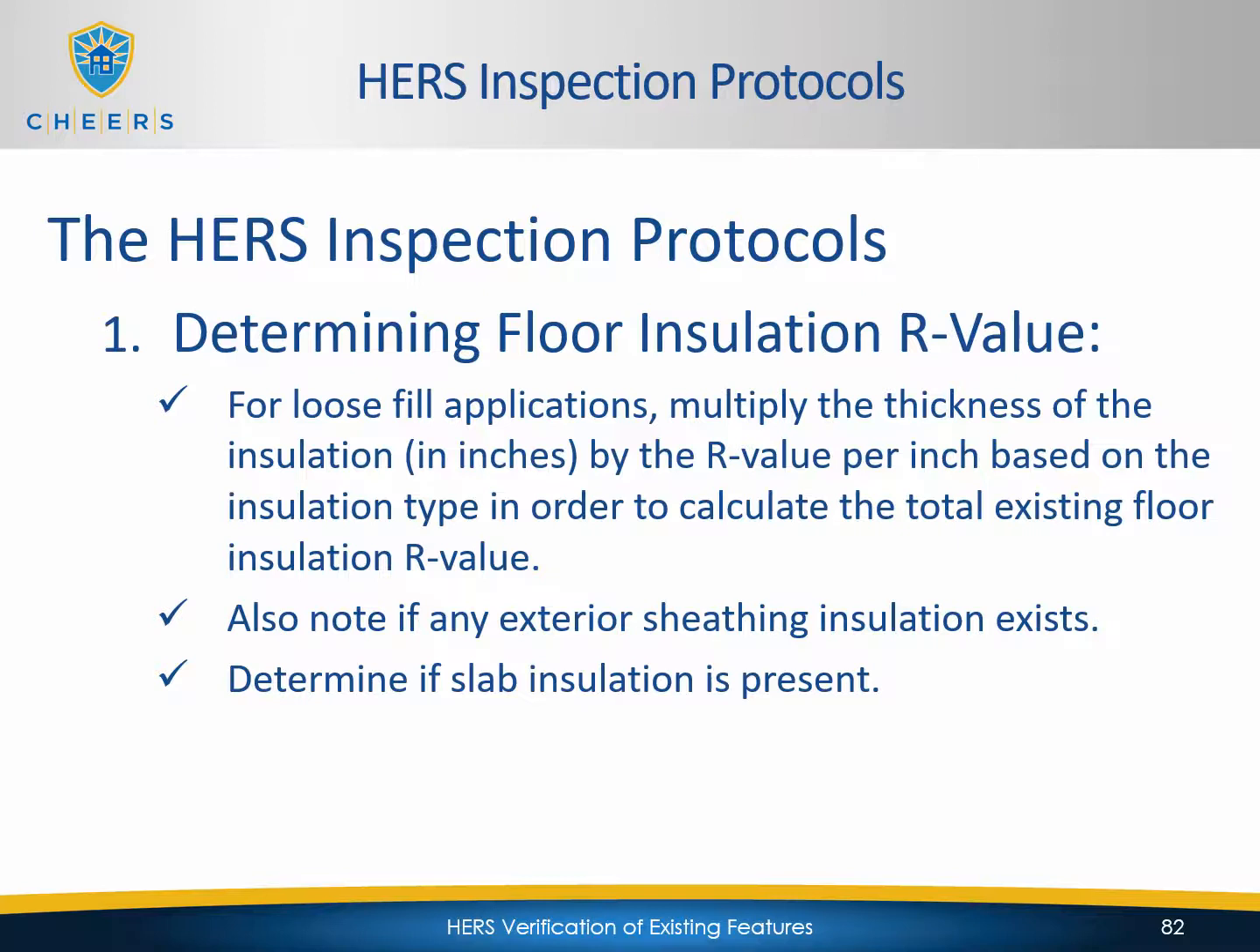For floor insulation R value, for loose fill applications, multiply the thickness of the insulation in inches by the R value per inch based on the insulation type in order to calculate the total existing floor insulation R value. The list of R values per inch based on the insulation material that you saw at the beginning of the wall insulation section, you can use those same values for floor insulation, attic insulation, whatever it may be. You can use those repeatedly for all types of insulation. Also note if any exterior sheathing insulation exists, and then determine if slab insulation is present.